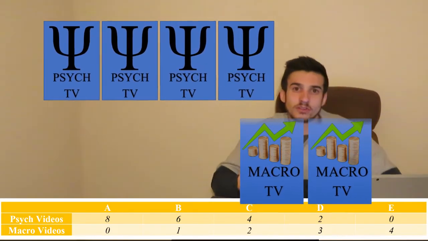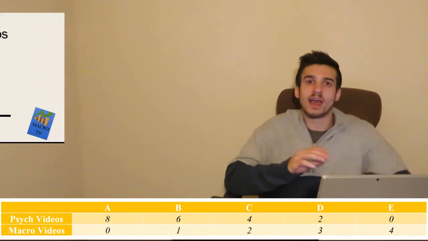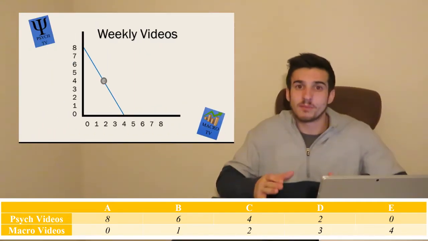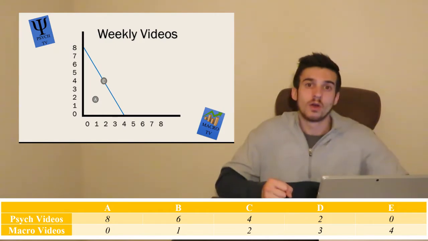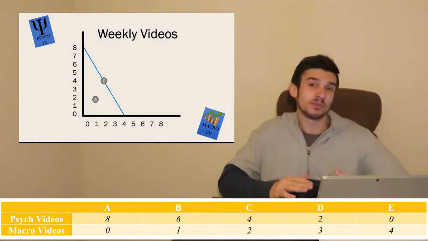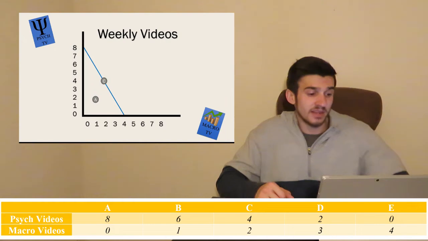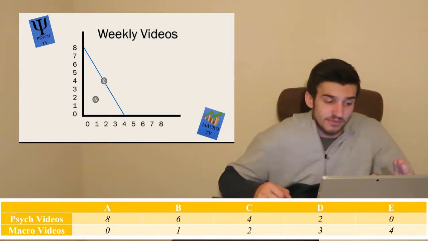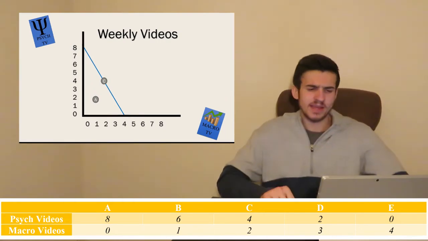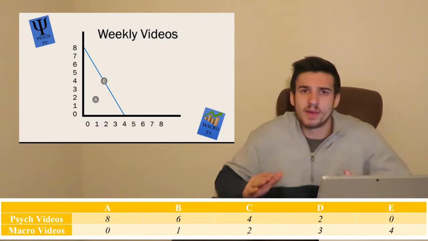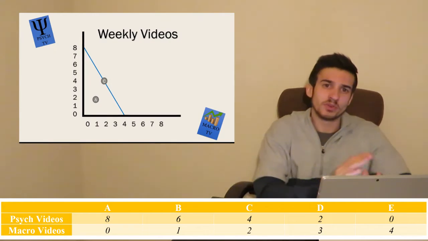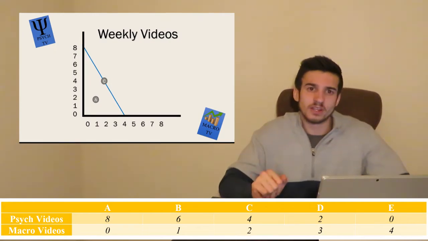No matter what I decide to do, this is my maximum amount of output when I am working at my most efficiently. So let's say I'm producing somewhere inside of the curve. All that means is that I'm not producing at my most efficiently. That means like during the week I've only made 4 psych videos, or I've only made 2 psych videos and 1 macro video. I am known to be able to produce more videos than that, so I am producing inefficiently.